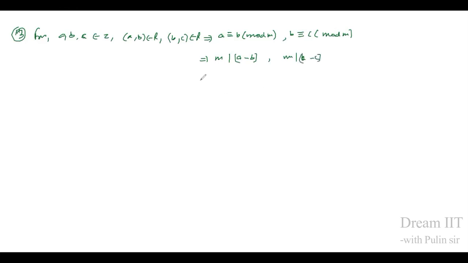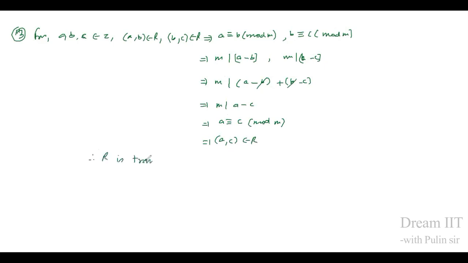Now, if two integers are divisible by M, then obviously their sum is also divisible by that number. So now here you can see B and B will be cancelled and you can say this is divisible. So you can say that A is congruent to C mod M. That means (A, C) will belong to R. Therefore, R is transitive. Right? Therefore, R is an equivalence relation.